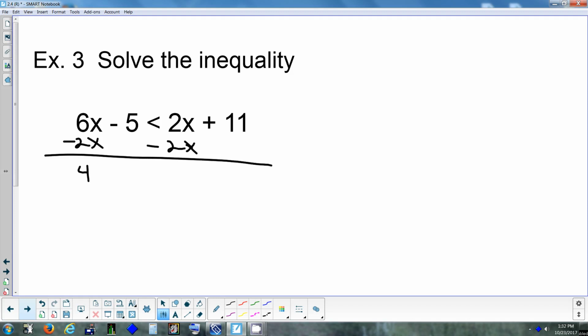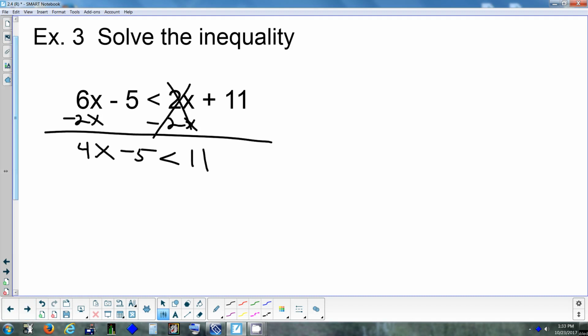Positive 4x. Yep, what else? Give me the whole thing. -5 is less than +11. Yep. Now guys, in that first step, what else could we have done with the variables?